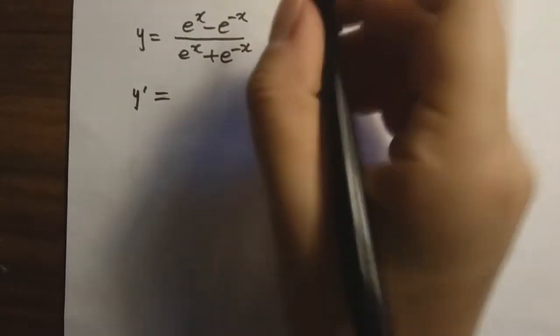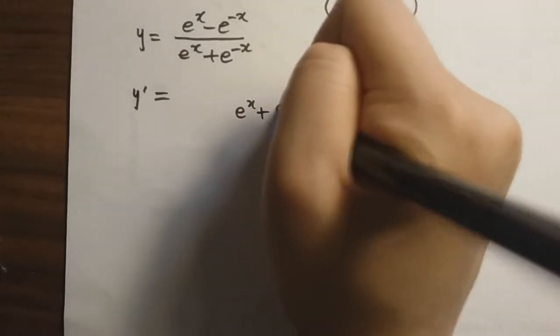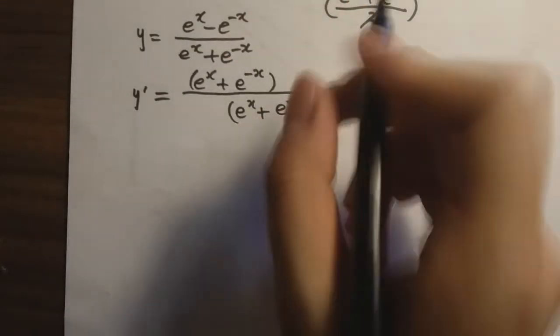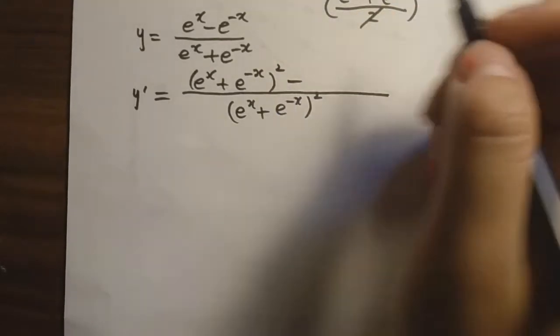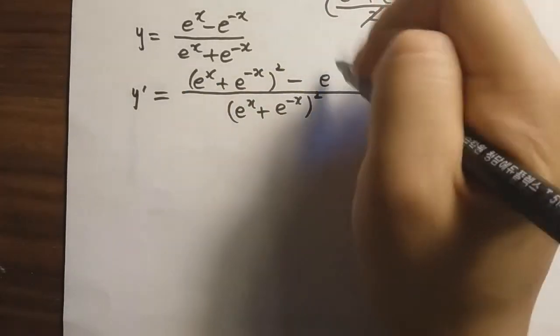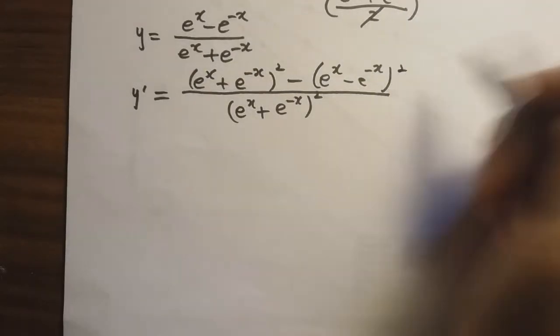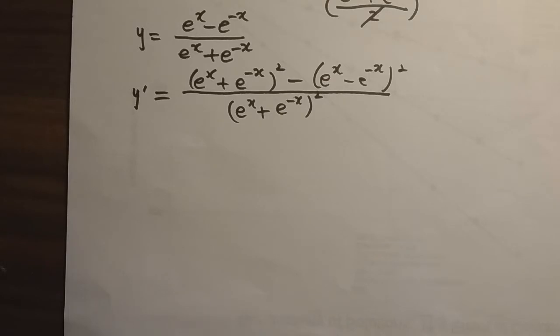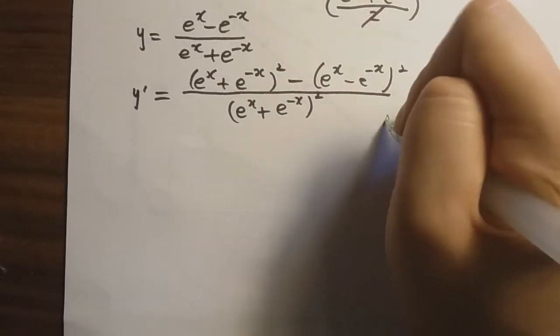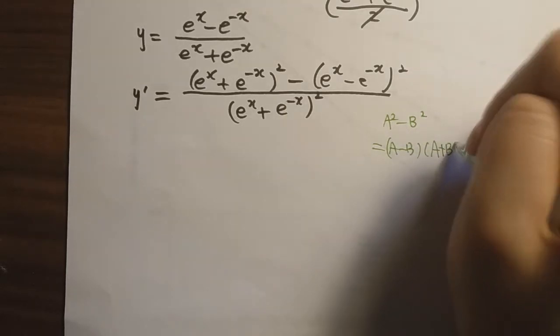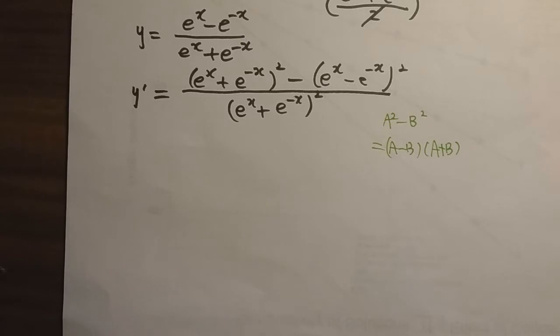y prime equals the denominator squared, and on the top you get the derivative of the top, which is e to the power of x plus e to the power of negative x, times the bottom, which is the same thing, so I just square that, and minus the derivative of the bottom, which is e to the power of x minus e to the power of negative x, times the top, which is the same thing, so I just square that. And looking at the numerator, you get a squared minus b squared, which is equal to a minus b times a plus b. So I'll use that.